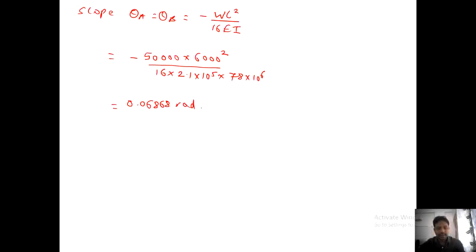It is in radian. We can again calculate this answer in degrees if specially asked, like calculate slope in degree. So what we will do, answer into 180 by pi. When we need to convert degree into radian, multiply by pi by 180, and from radian to degree, 180 by pi. So 0.06868 into 180 by pi. So the answer is 3.935 degree. Okay, this is theta.